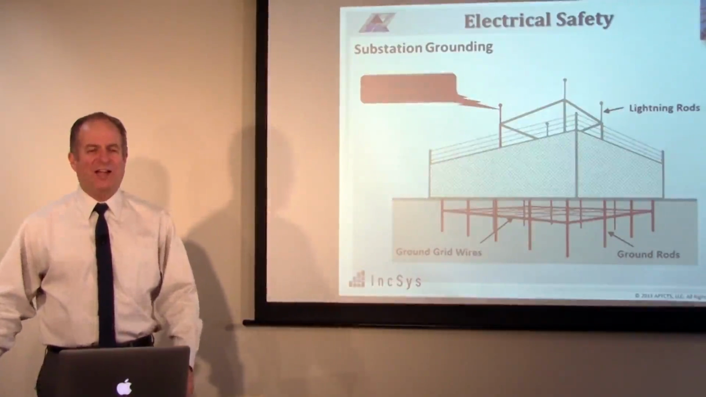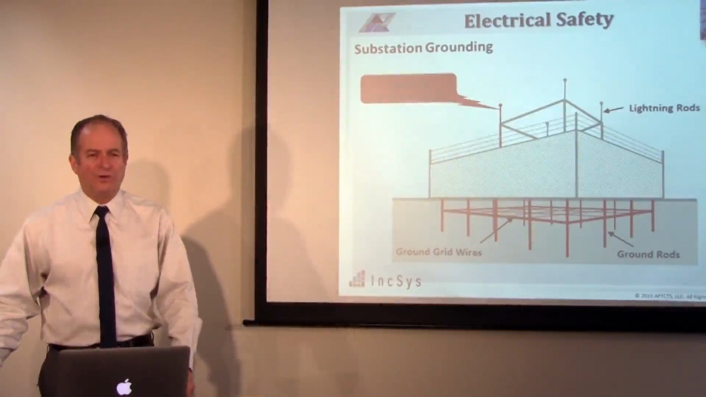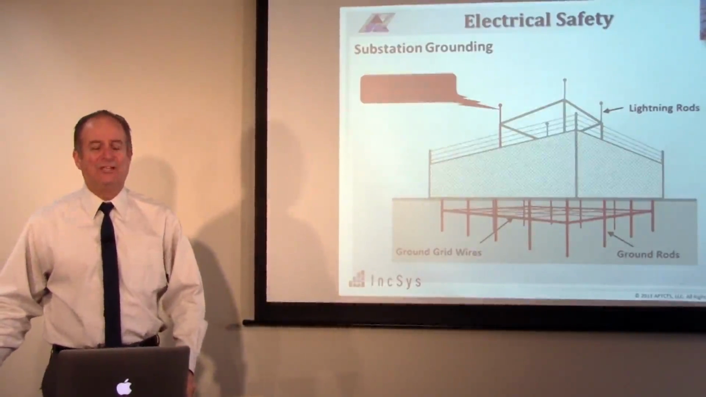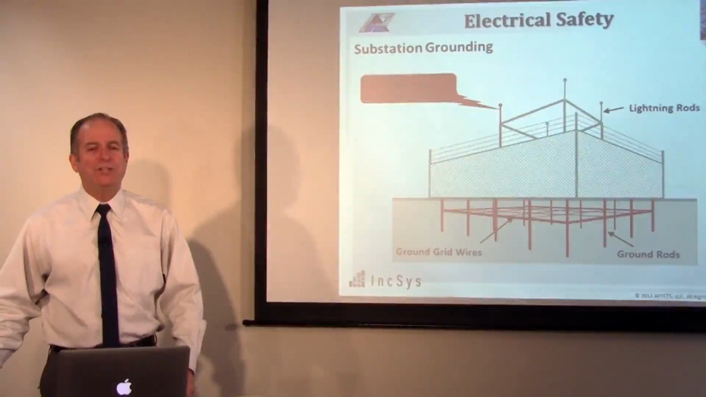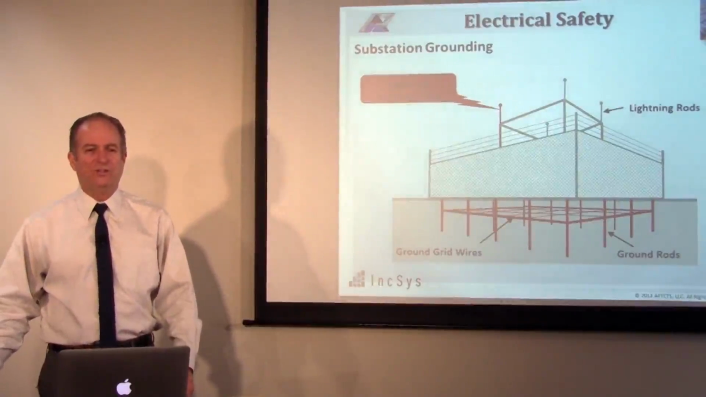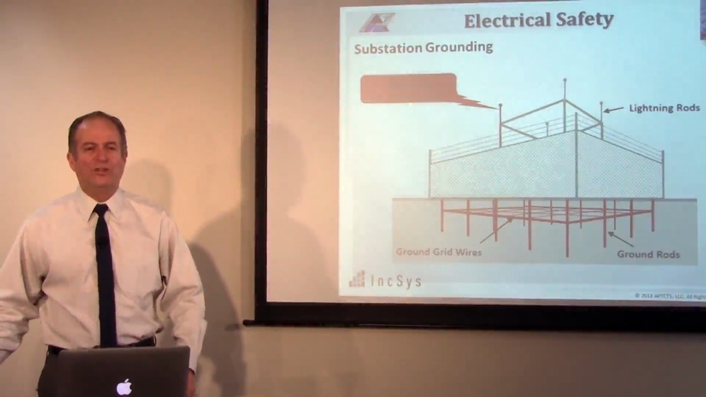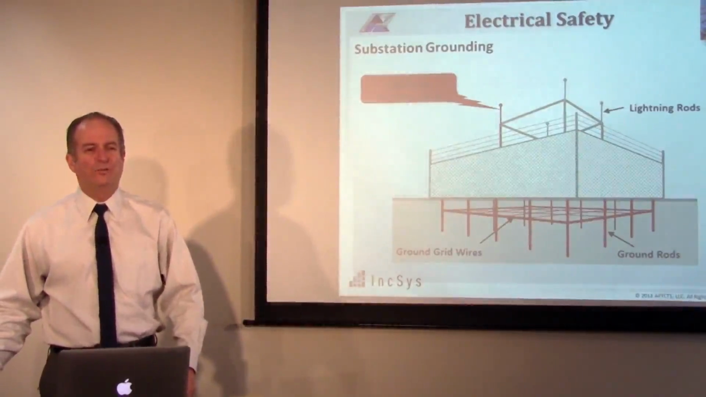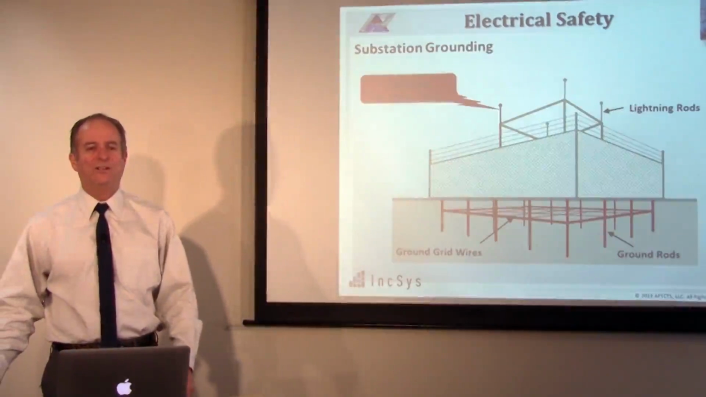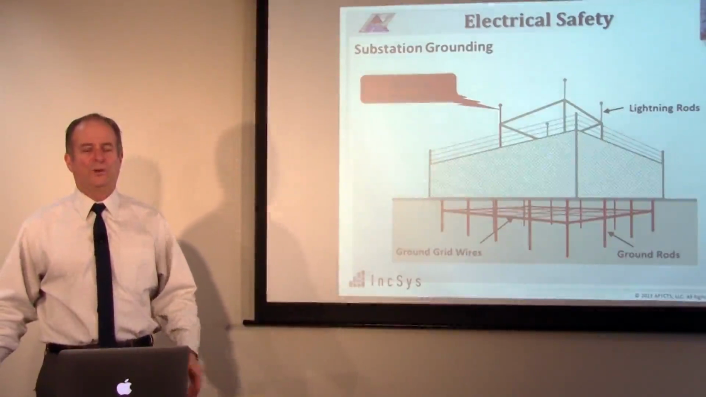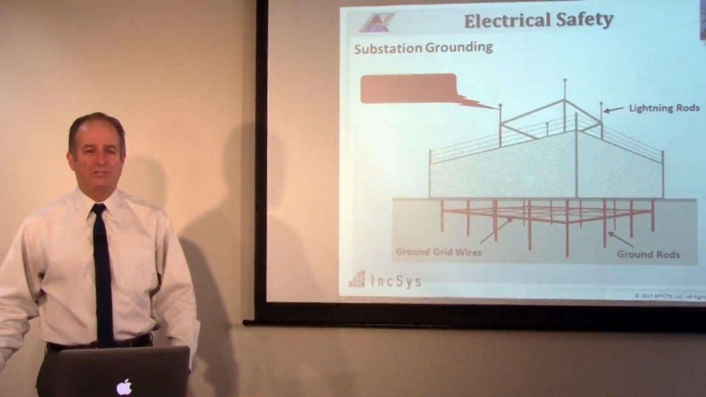Having everything tied together as a ground grid creates what's known as a zone of equal potential. Everything you touch inside the substation, the breakers and the structural steel and what you're standing on and a switching platform and a control building are all connected together to form what is referred to as an equal potential.